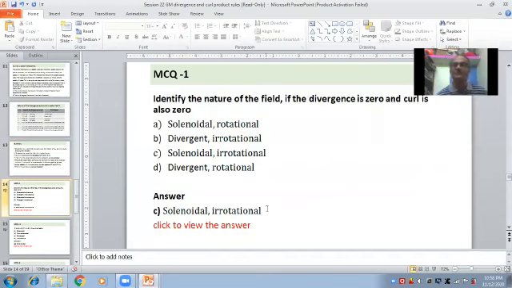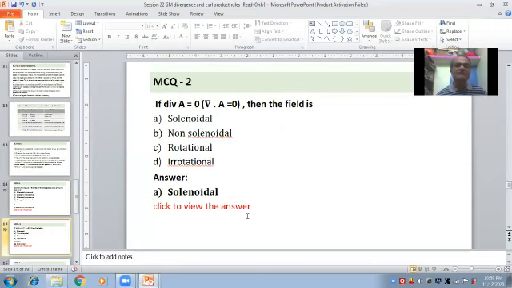Next, we are going to discuss some MCQs. The first question is: identify the nature of the field if the divergence is 0 and the curl of the field is also 0. The answer is solenoidal and irrotational. You can go back to that chart. These are there. And if divergence is 0, then the field is solenoidal.